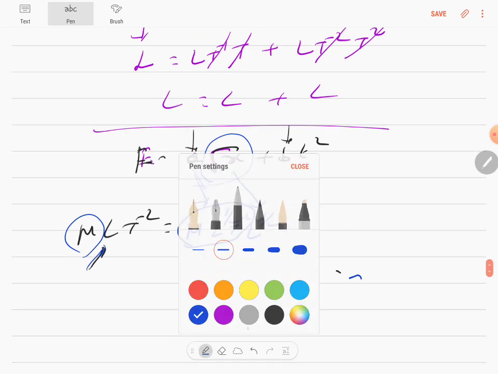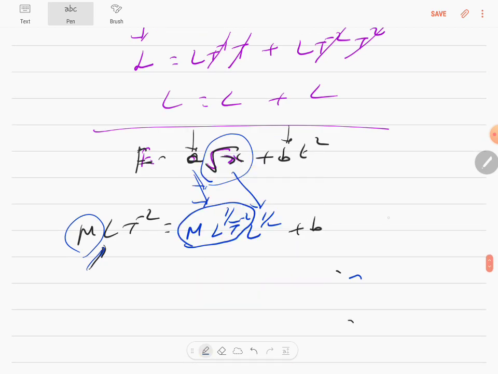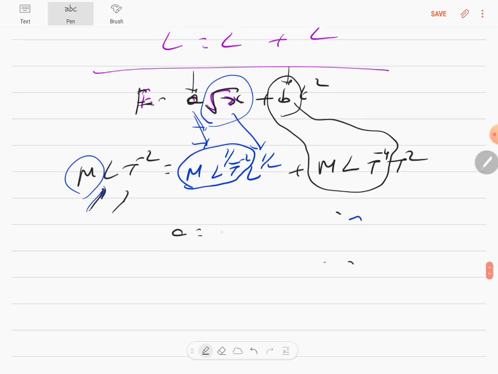Similarly, let's go to the next one, which is plus b into t square. That is just t square, but here it's t to the power minus 2, which means the b should have had t to the power minus 4. Then only it will become t to the power minus 2. The b should have had that dimension. And what about the others? You don't have m, you don't have L, so the dimensional formula for b becomes this. The dimensional formula for A is m L to the power half t to the power minus 2. Now the dimensional formula for B is m L t to the power minus 4.